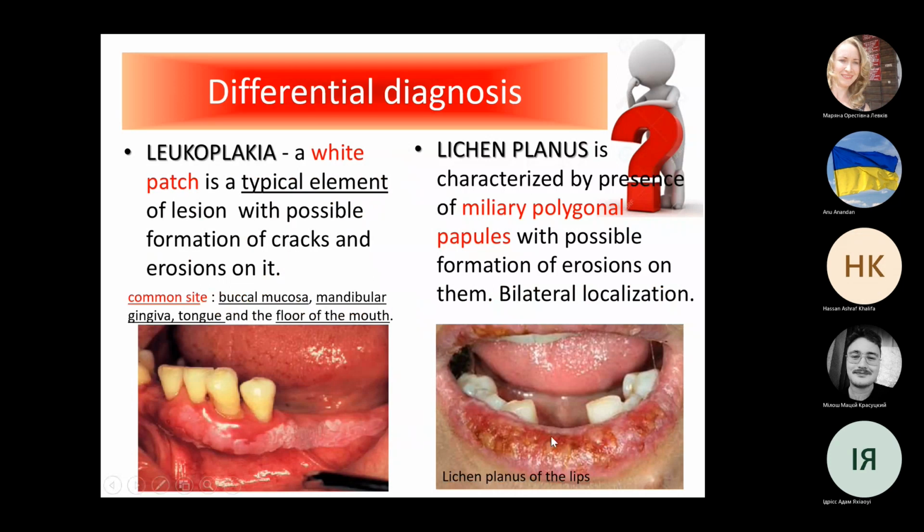Differential diagnosis is done with leukoplakia, where a white patch is a typical element of the lesion with possible formation of cracks and erosions on it. Common sites for leukoplakia are the buccal mucosa, mandibular gingiva, tongue, and floor of the mouth. Lichen planus is characterized by the presence of miliary polygonal papules with possible formation of erosions on them. And here you can see erosive lichen planus of the lips. Usually it has bilateral localization. It is never located on one side of the lip.